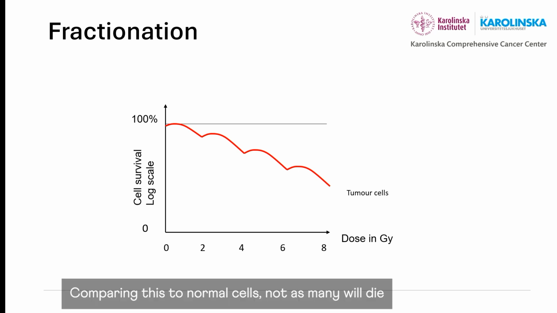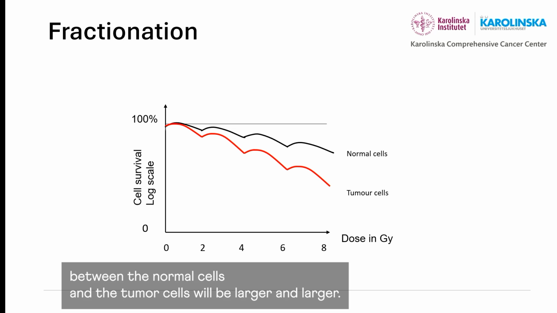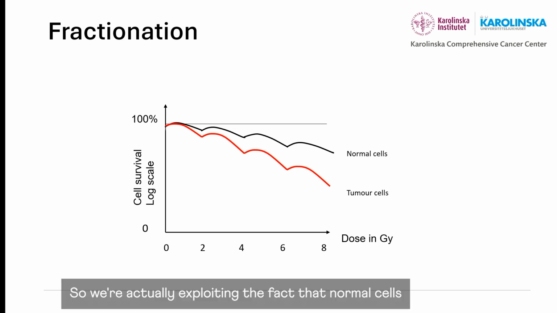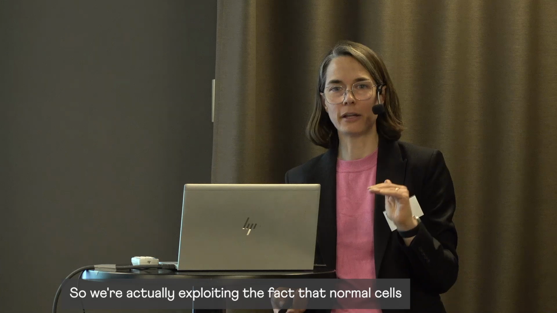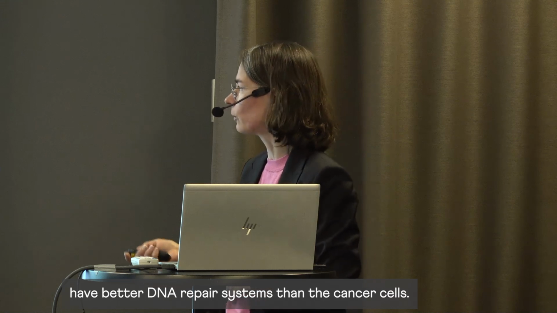Comparing this to normal cells, not as many will die, and a bit more will actually repair until tomorrow. And if we keep on repeating this, the difference between the normal cells and the tumor cells will be larger and larger. So we're actually exploiting the fact that normal cells have better DNA repair systems than the cancer cells.